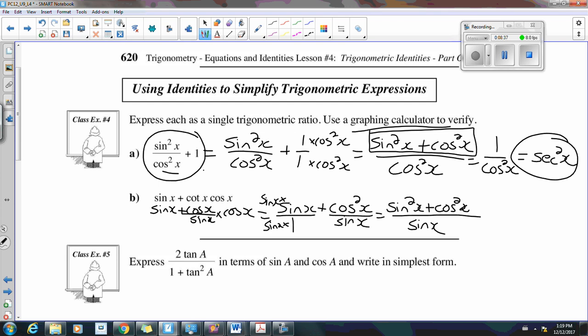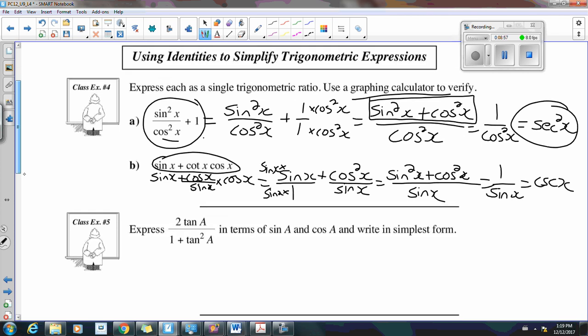Well, again, we have sine squared x plus cos squared x is 1. So this is 1 over sine of x, which is the same as cosecant x. So again, to verify it by graphing, graph the original in F1, graph 1 over sine x in F2, and make sure the graphs are the same.